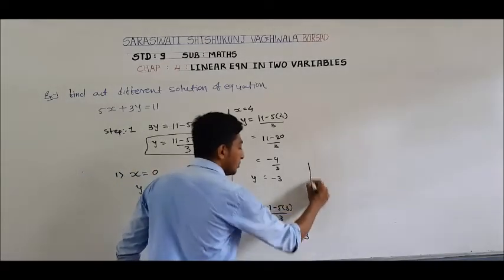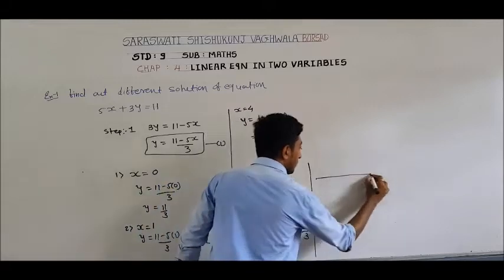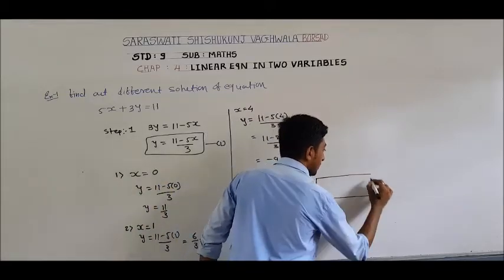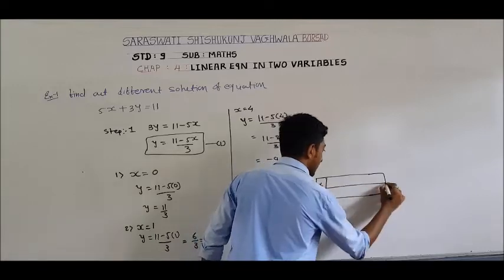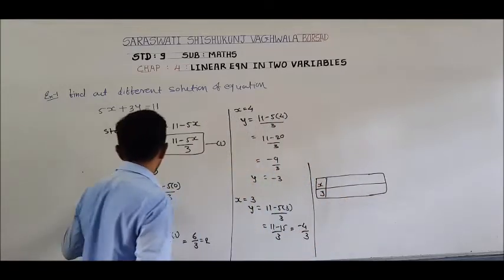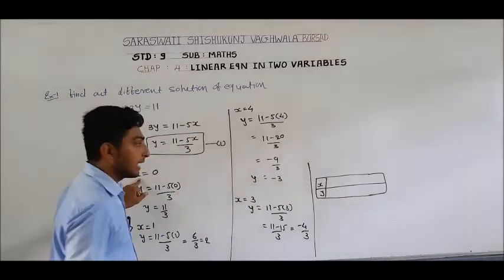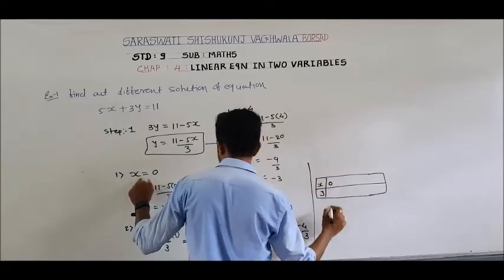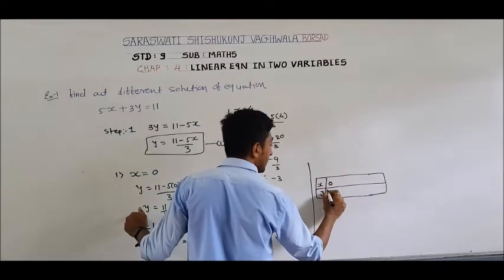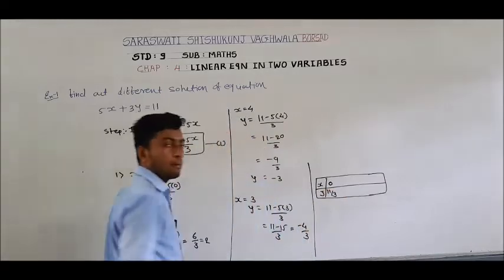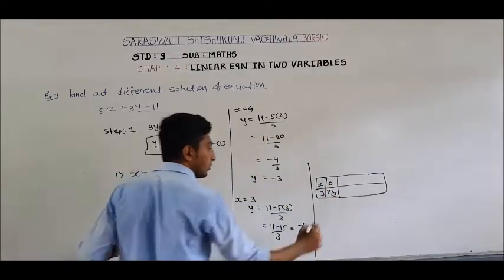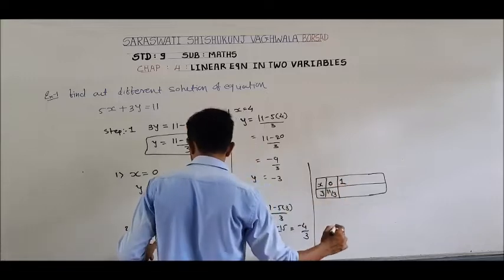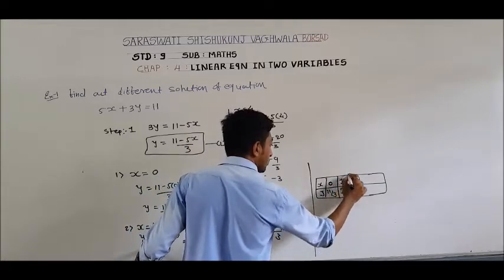So this is the way that how to find out the solution of equation with two variables. In the last, you have to make a table. You should write in table x and y. What is here? First we take x equal to 0, then I will get the value of y is 11 by 3. In the next, I take x equal to 1, then I will get y equal to 2.